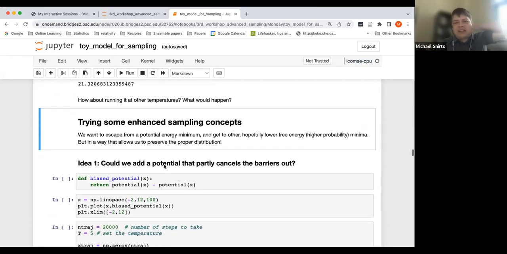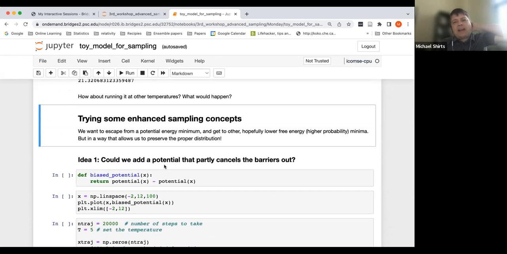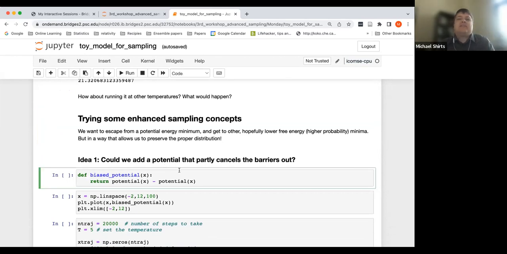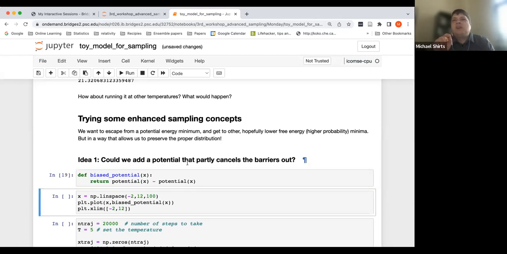So how about this? What if we add a potential that partly cancels the barriers out? If we do that simulation, can we get information back about the original potential? So we're going to define a biased potential. In this case, it's so simple, we know the potential. Let's just completely cancel that out and see if at a low temperature we can actually cross minima. Okay, let's just do it.